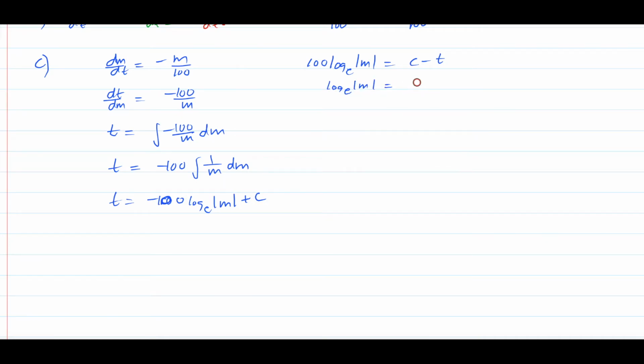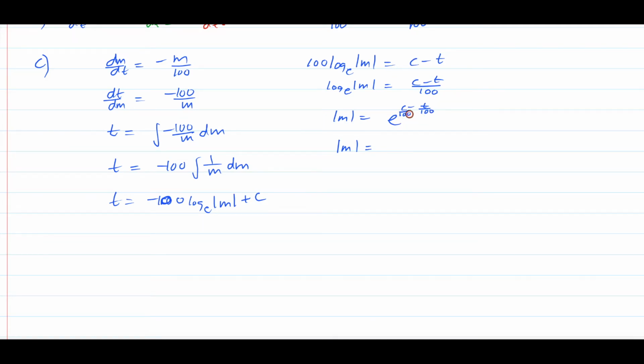Keep the mod, okay? You can't just take out the mod randomly. Keep it there. Divided by 100, and then mod of m is now exponential to the power of c minus t over 100. I'll actually write it in this format, because we're going to do something really cool next. So mod of m equals exponential to the power of c over 100 minus t over 100. I've just split the fractions apart.